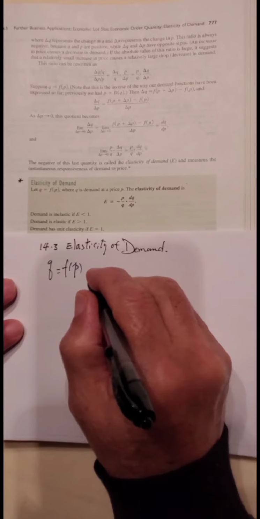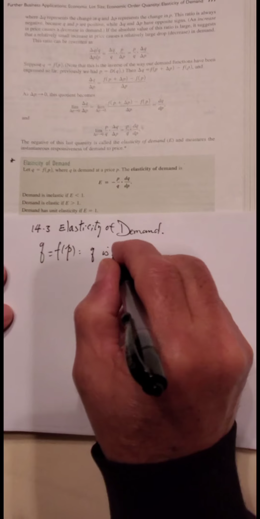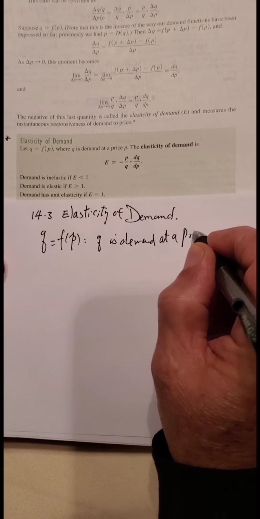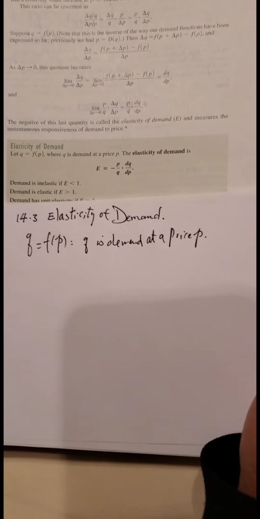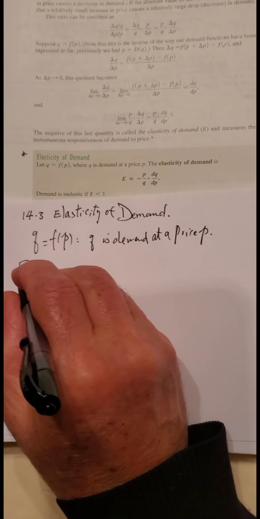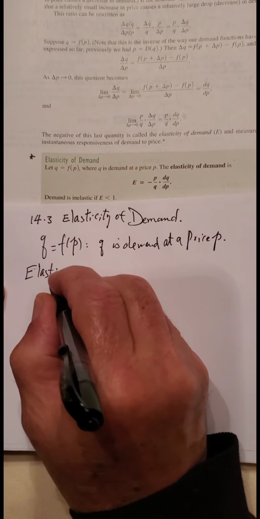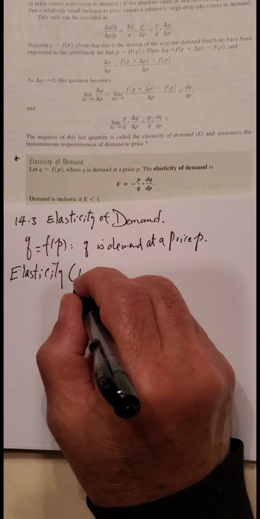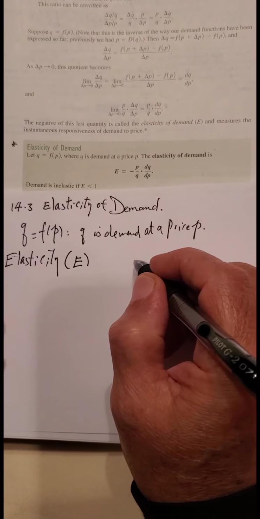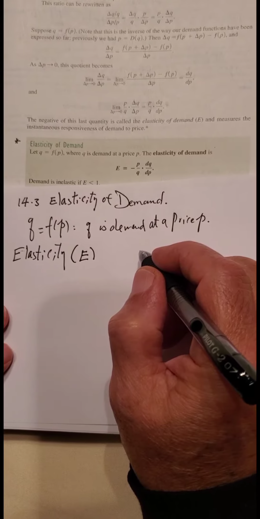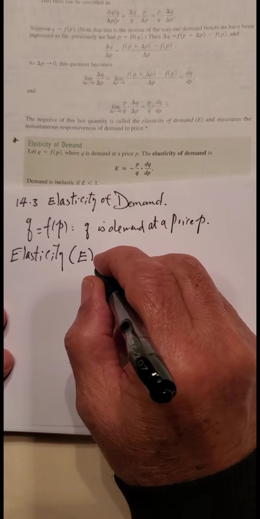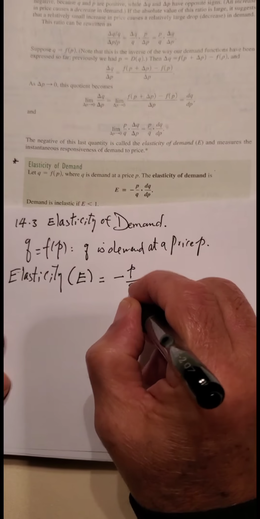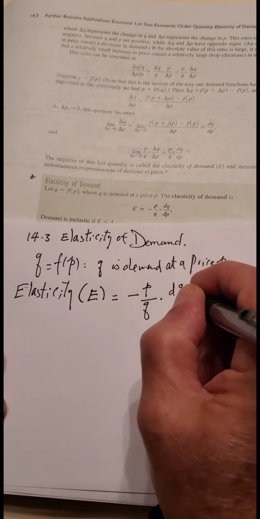where q is the demand at a price p. Then the elasticity, which we denote with capital E, can be defined as E equals minus P divided by Q times dQ over dP.